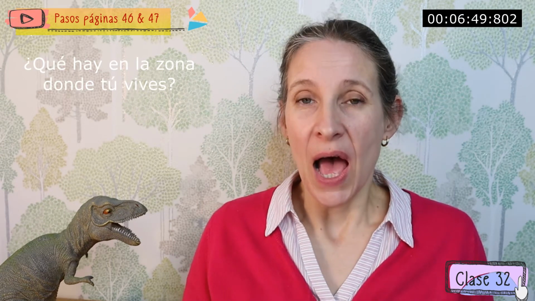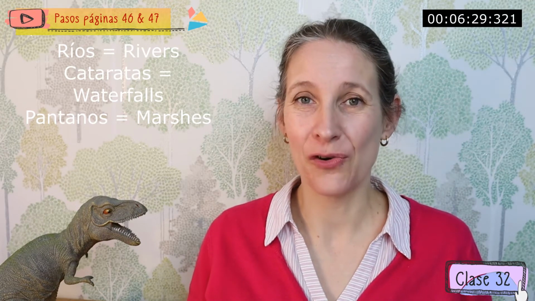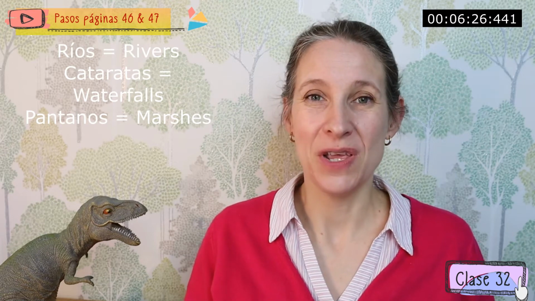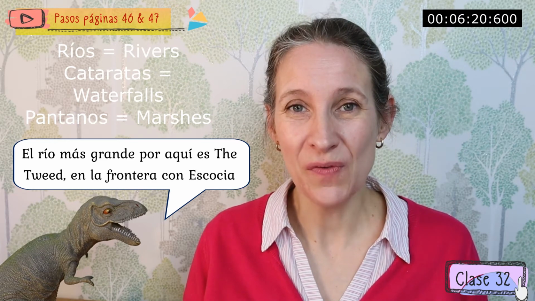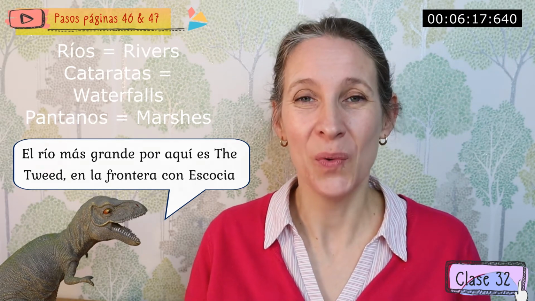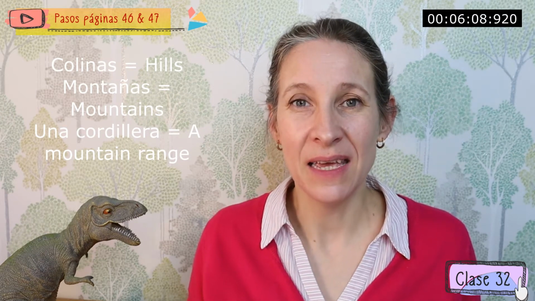En mi condado hay mucha agricultura. A lot of agriculture. No hay ríos muy grandes. Un río is a river, of course. Pero hay ríos. There are rivers. Hay el río Aln, el río Coquet, el río Wansbeck. Bueno, hay ríos donde tú vives y cómo se llaman. What are they called? En mi condado hay colinas. Una colina is a hill.